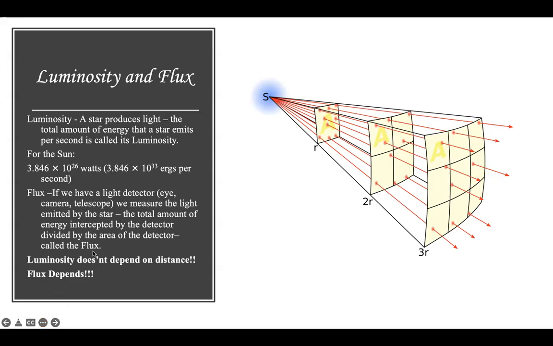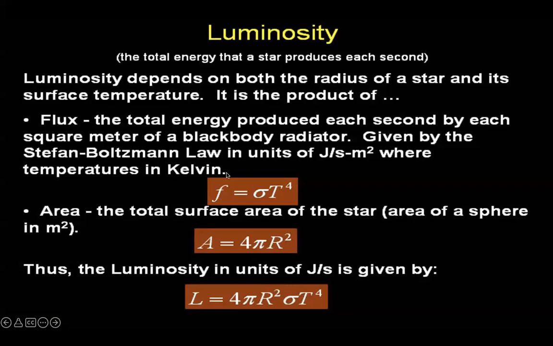So for example, Mercury gets maximum flux because it's closest to the sun. Pluto gets minimum flux because it's further away from the sun, right? So luminosity, like I said, is given by sigma T to the power 4. Area is 4 pi r squared. Total luminosity is 4 pi r squared times sigma T to the power 4. So obviously for that we need to know r.